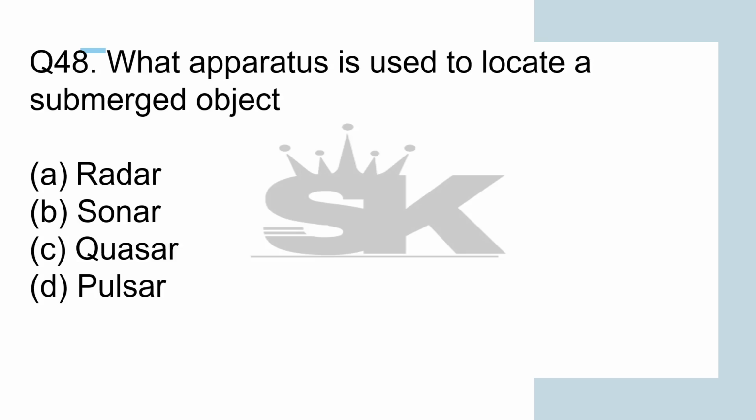What apparatus is used to locate a submerged object? Answer is sonar. Sonar is a technique that uses sound propagation to navigate, communicate with or detect objects on or under the surface of water.